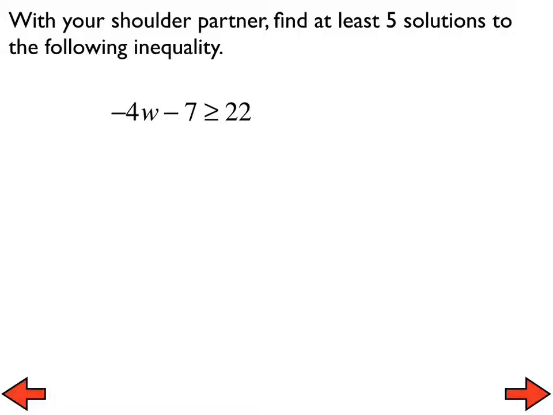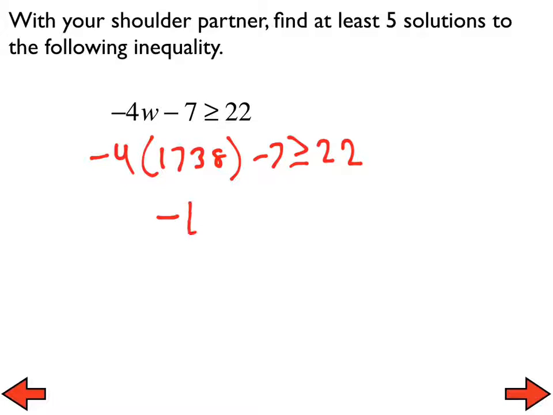17 over 38. Or 1738. 1738. This is going to be negative and negative. This is a negative number. Is that negative number ever bigger than positive? Nope, that does not work, Matt.